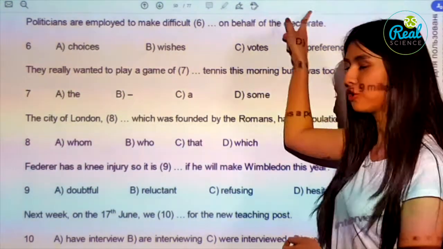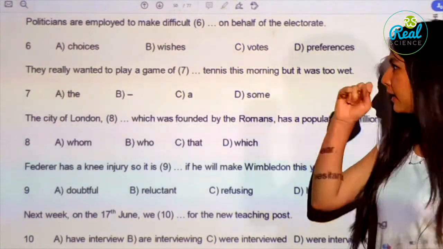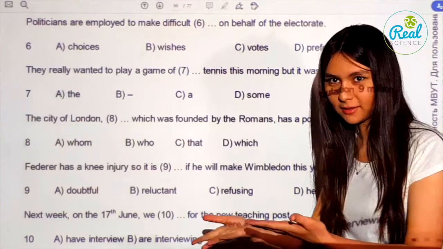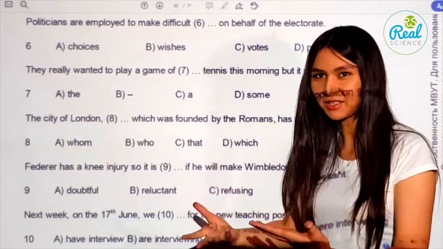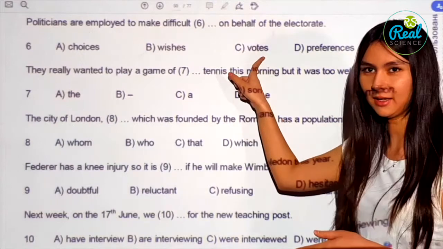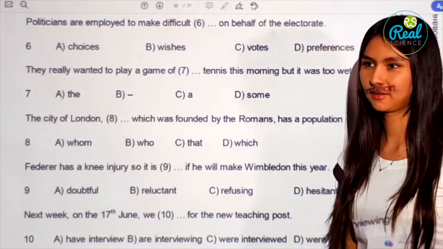Look, electorate. What is electorate? Maybe votes. Yes, the correct answer is vote. What do you do in electorate, guys? You vote, yes? Electorate is like election. That's why the best option here is C1, votes, okay? Not preferences. So next one, 7.